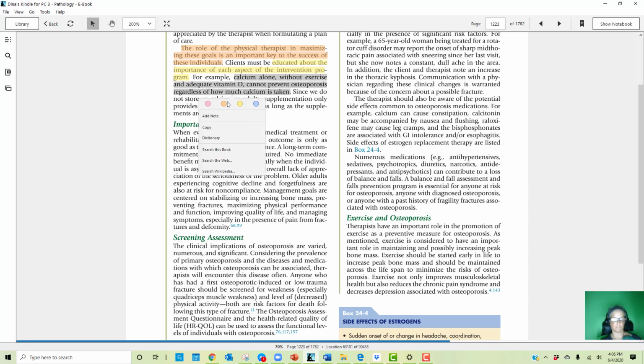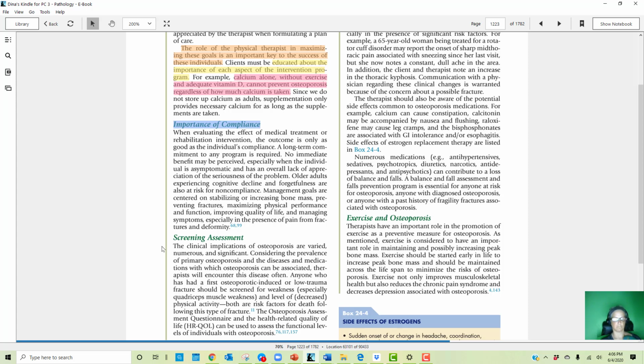Since we do not store up calcium as adults, supplementation only provides necessary calcium for as long as the supplements are taken. Importance of compliance when evaluating the effect of medical treatment or rehabilitation intervention. The outcome is only as good as the individual's compliance. A long-term commitment to any program is required.